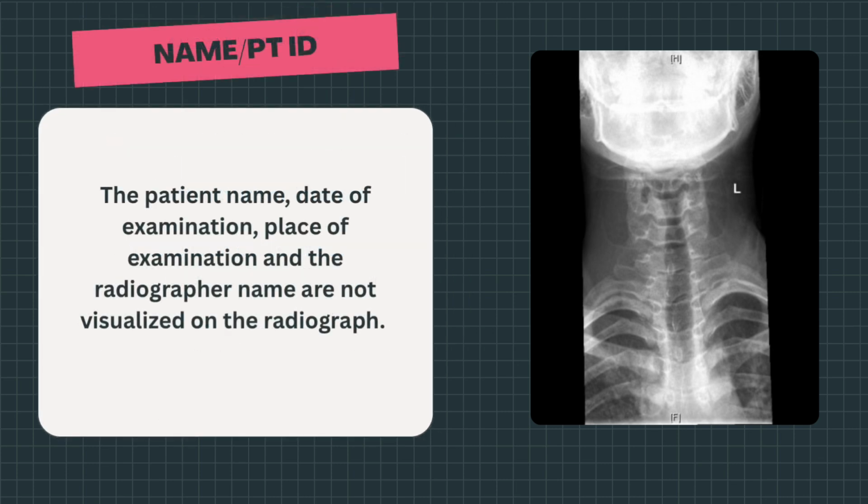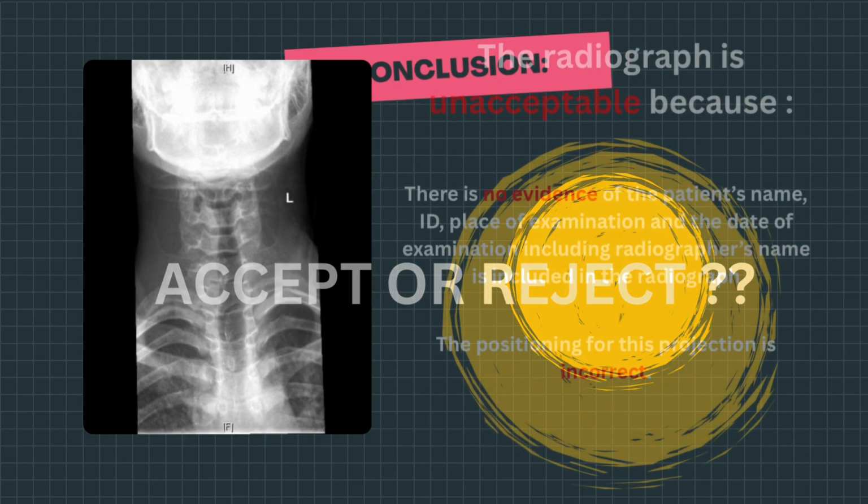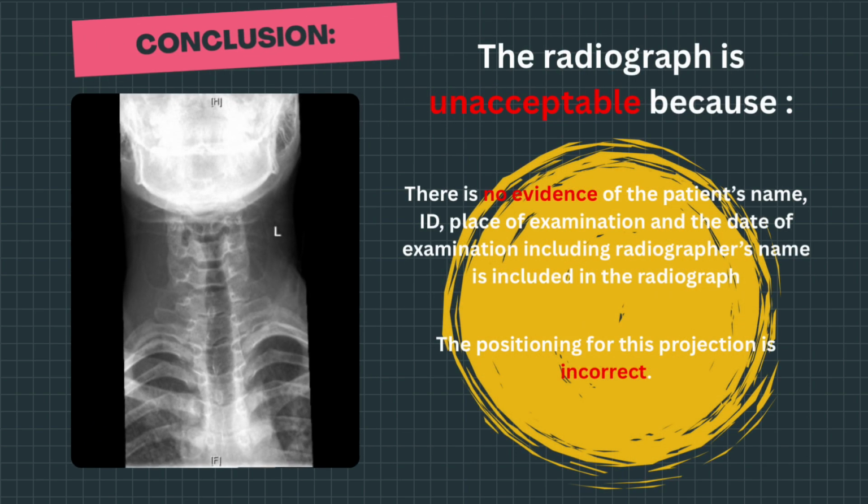Last but not least is the name or patient ID. Based on the radiograph, the patient name, date of examination, place of examination, and the radiographer name are not visualized on the radiograph. After critiquing the radiograph based on the PACEMAN method, we come to the conclusion whether to accept or reject the radiograph. The radiograph is unacceptable. This is because there is no evidence of patient name, ID, place of examination, the date of examination, including the radiographer's name on the radiograph, and the positioning for this projection is incorrect.